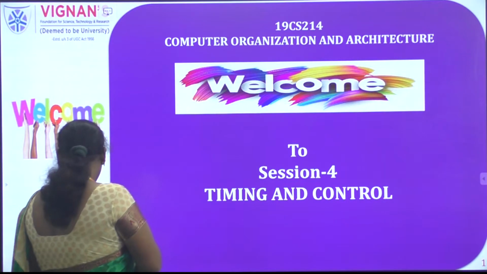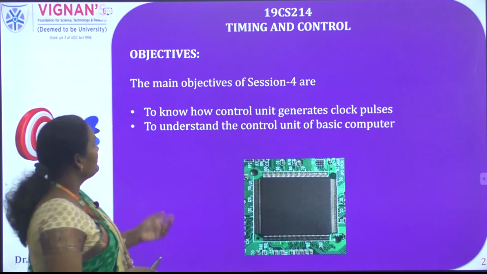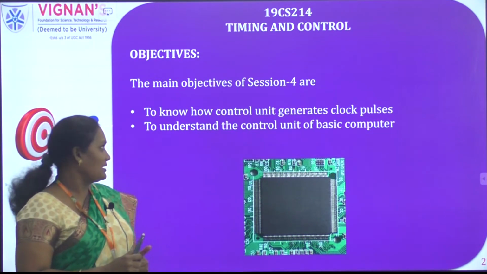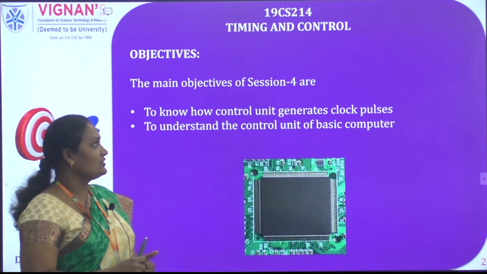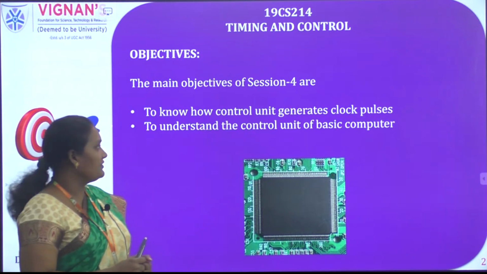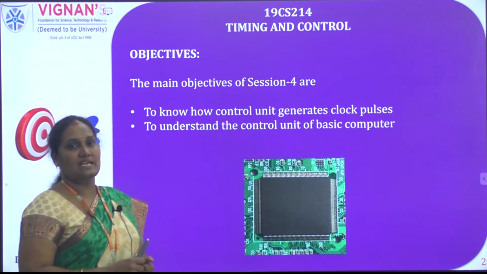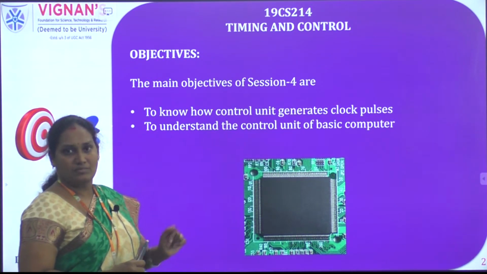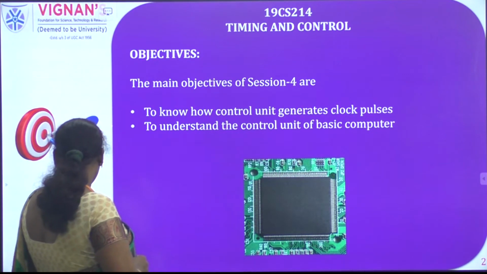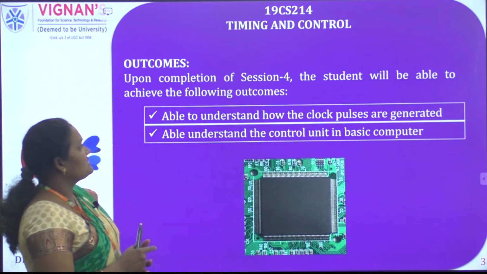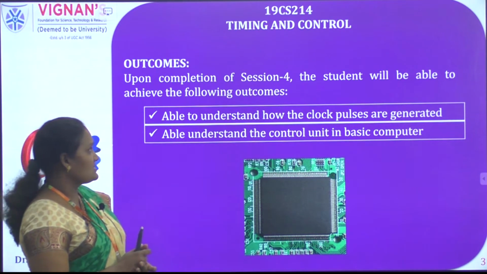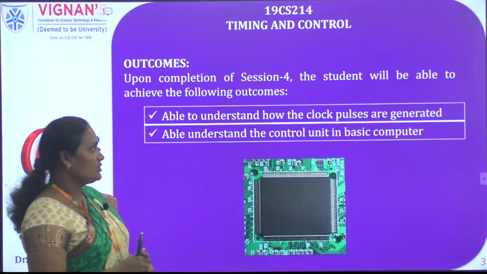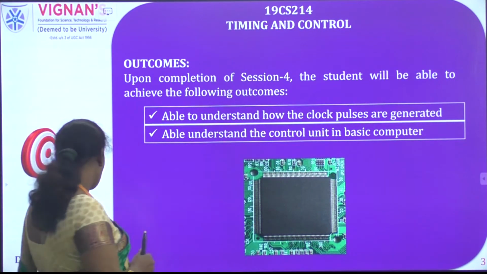The main objectives of this session are to know how the control unit generates clock pulses and to understand the control unit of a basic computer. Here we take a basic system of size 4096 by 16. How the control unit of that basic system works, that we want to know. The main outcomes of this session are that the student will be able to understand how the clock pulses are generated and understand the control unit in a basic computer.